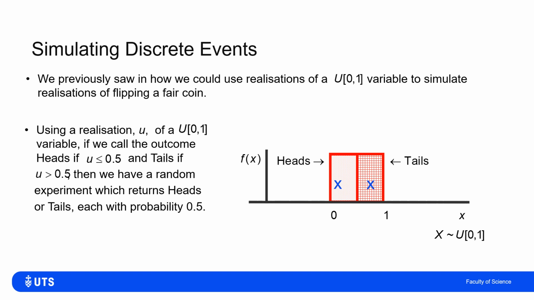That's not the only rule I could assign. I could have split the area 50-50 in a different place. I could have called the first half tails and the second half heads. As long as I've got my rule, that's fine.